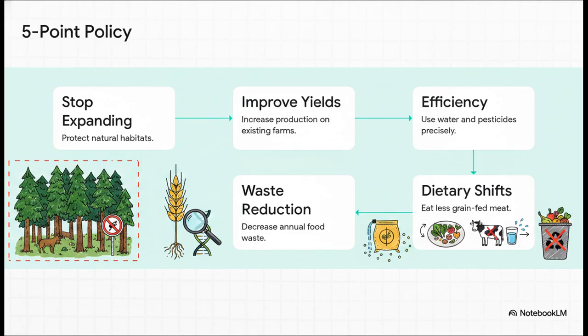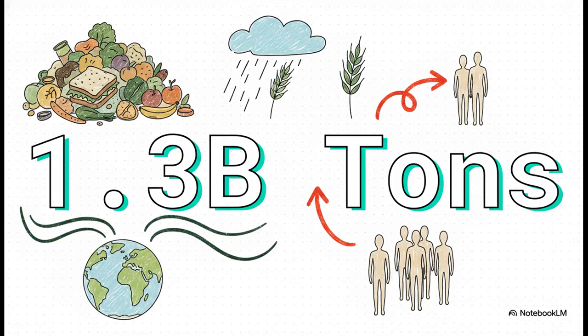Experts strongly encourage a shift away from high-resource draining foods, specifically eating less grain-fed meat, which requires massive amounts of land and water to produce. And finally, Step 5. Waste reduction. To really hammer home that final step, consider this jaw-dropping number: 1.3 billion tons. That is the amount of food wasted globally every single year.